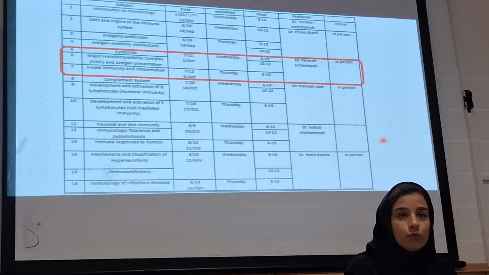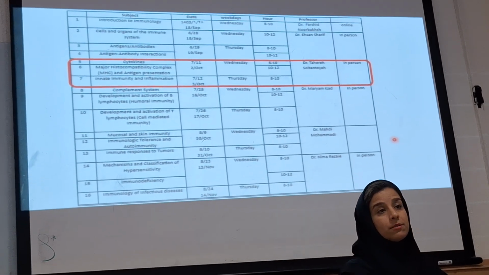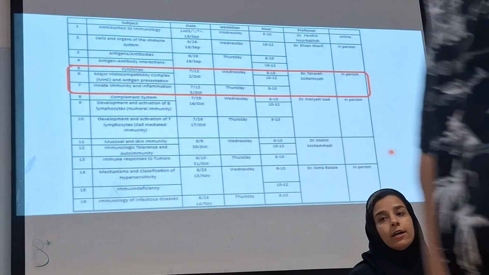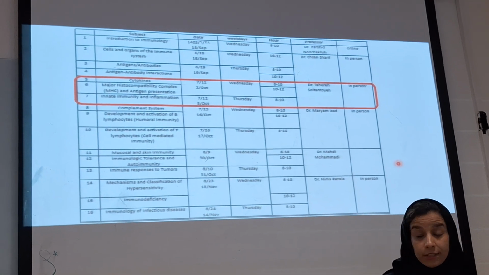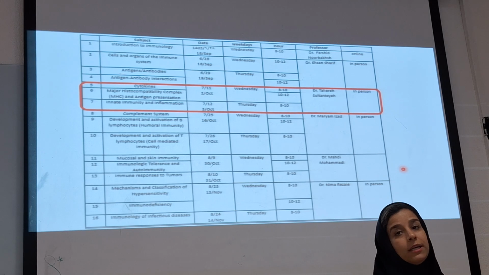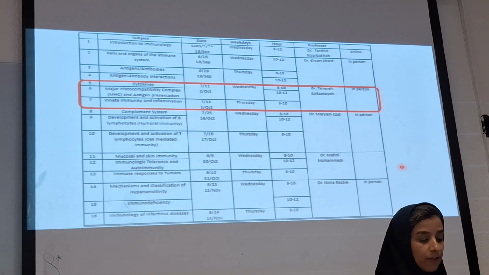We have done the sessions about cytokines, MHC molecules, and antigen presentation, and now in the third session we want to talk about the innate immune system, innate immunity, and inflammation.